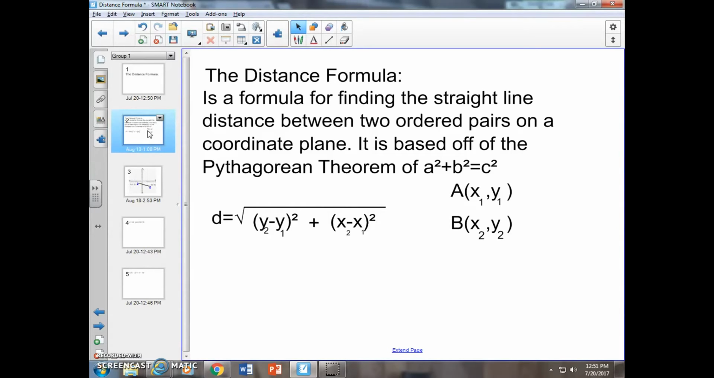There is a way to show how you get to the distance formula from the Pythagorean theorem. But in the interest of simplicity for this video, I didn't want to do that breakdown here. If you need to see it, stop by my room sometime. I will be glad to show you how that works.